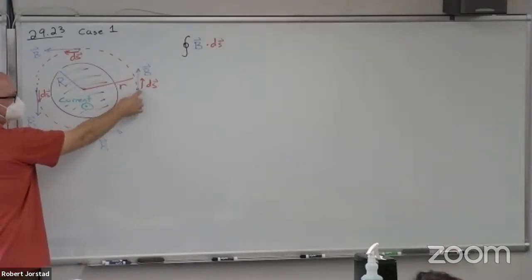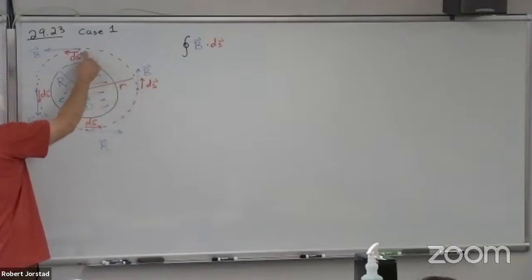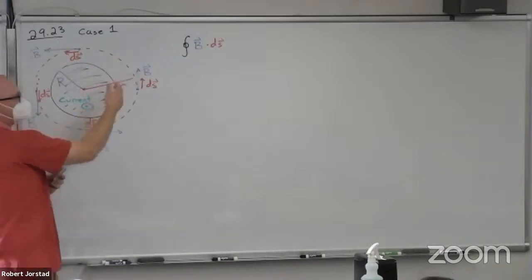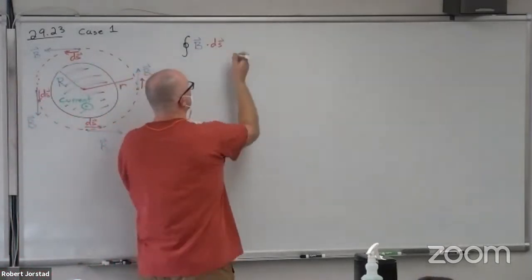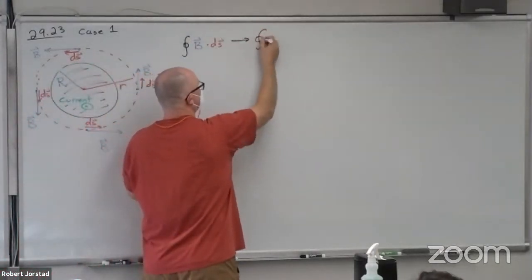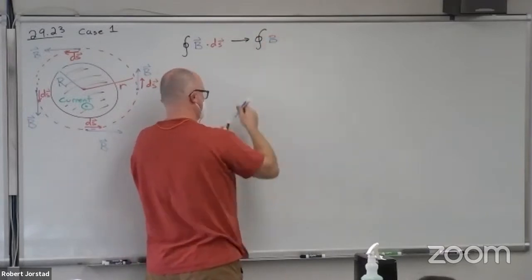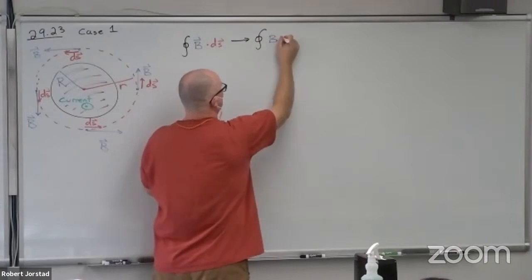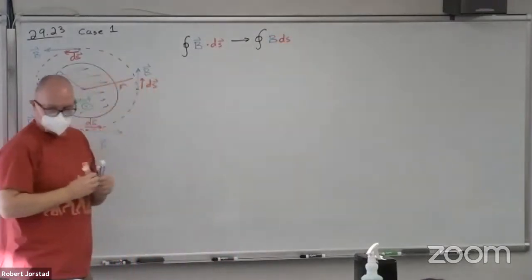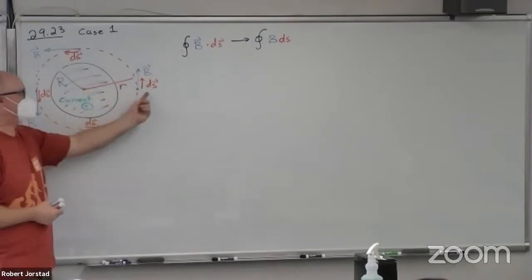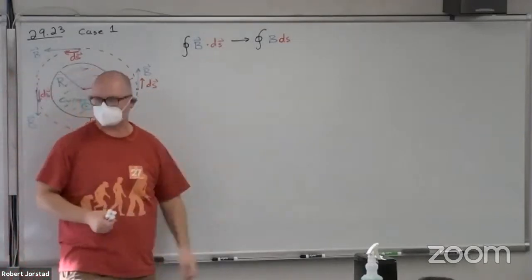You're going to get cosine of 0. That's 1. How about up here? So doesn't this go to B ds without the vectors? You know what I'm saying? That's all I'm trying to say right now. The idea is, aha, if I have a cylindrical wire and I use a circular loop, I get this interesting thing happening where the dot product drops out.